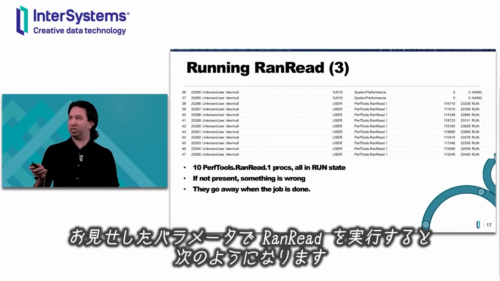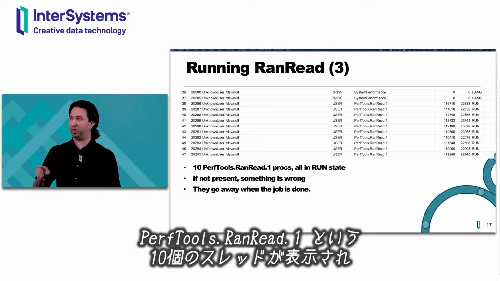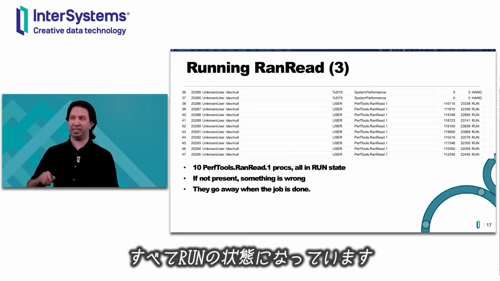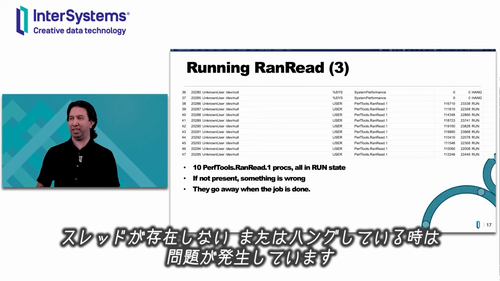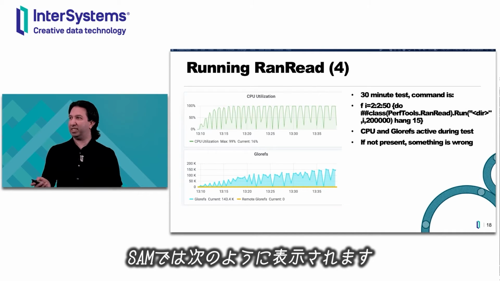So this is what it looks like when you're running RANRead with the parameters I showed. And this is what it looks like in the Processes tab. You can see 10 threads that say perftools.ranread.1, and they're all in the run state. If they're missing or if they're hung, something's wrong, and they'll go away once the job is done. This is what it'll look like in SAM.